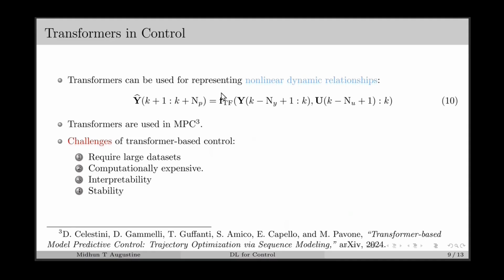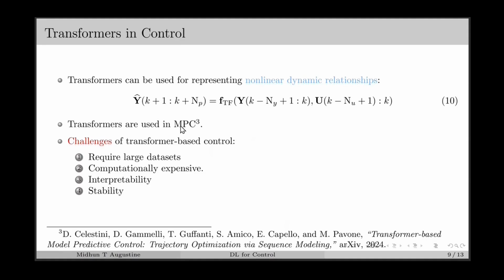And for that, we use the past value of the output and also the past value of the input as well. Here n_y will be the number of past values of the output and n_u will be the number of past values of the input. And if we combine all these things, that will be the overall input data to the transformer block. And using that, we can train a model.